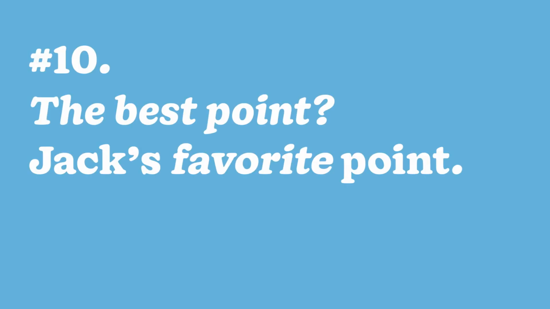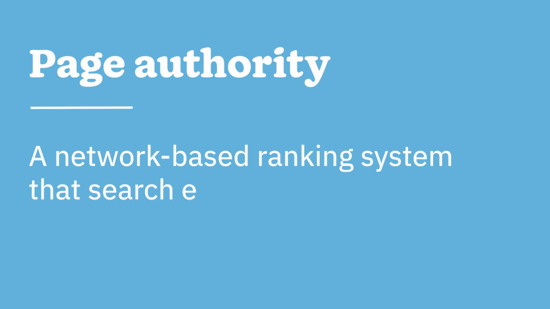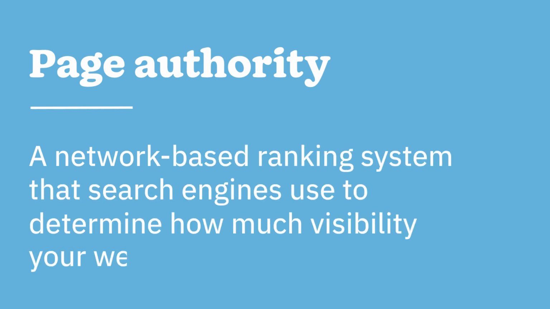I don't know, it's my favorite point, and that's page authority. Page authority is a network-based ranking system that search engines use to determine how much visibility your web page gets. It's actually not that complicated. Your page, for example, gets a page authority score that is approximately equal to the average score of the sites that link to you. In dummy terms, if your site is linked to by 2 sites, one has a score of 50 and the other has a score of 60, your page authority score will be around 55.